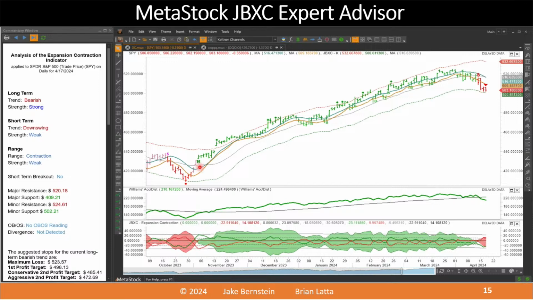So I don't use candlesticks. I just use open, high, low, close. For me, candlesticks contain too much information. And for me, as far as the expansion contraction is concerned, for me, it's just a red light, green light.